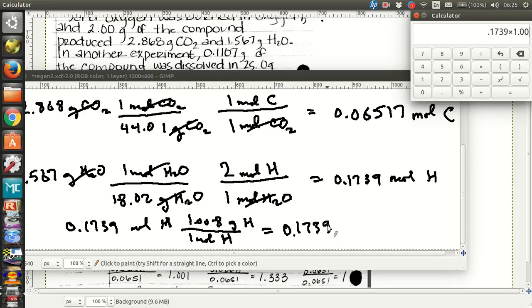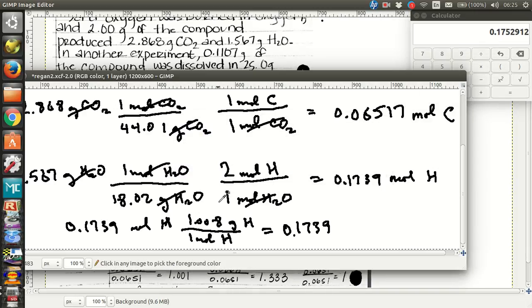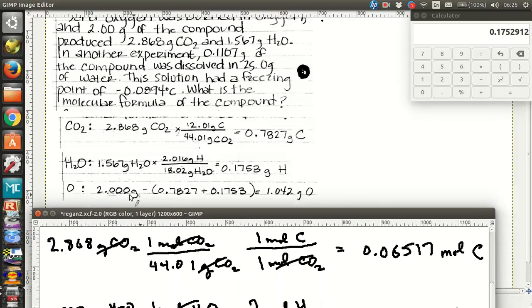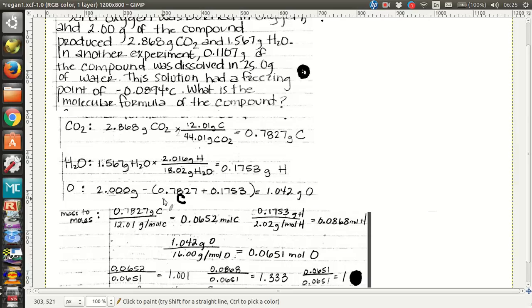0.1739 times 1.008. Oh, I'm sorry, it's 0.1753. Okay, my bad. 0.1753, and that's grams of hydrogen. So I will take those grams of hydrogen and subtract them from 2 grams. I will take those grams of carbon and subtract them from 2 grams. And you've done that down here. You've said 2 grams minus, remember, these are the grams of carbon, and these are your grams of hydrogen, and you got 1.042 grams of oxygen.